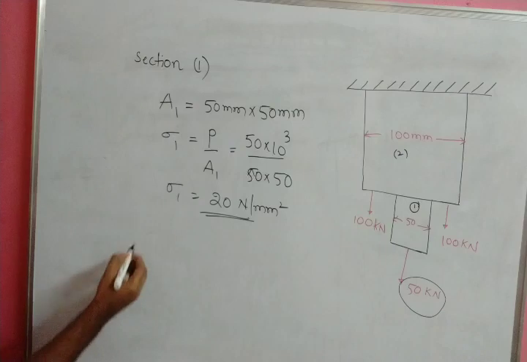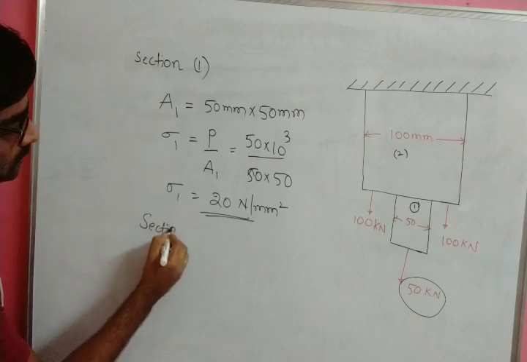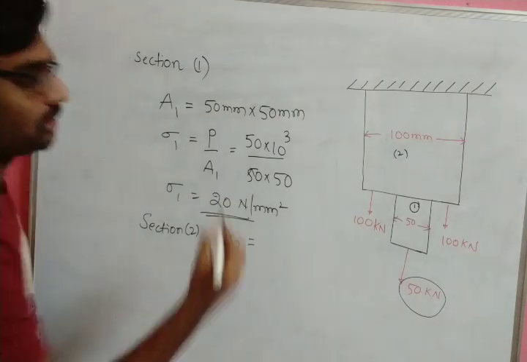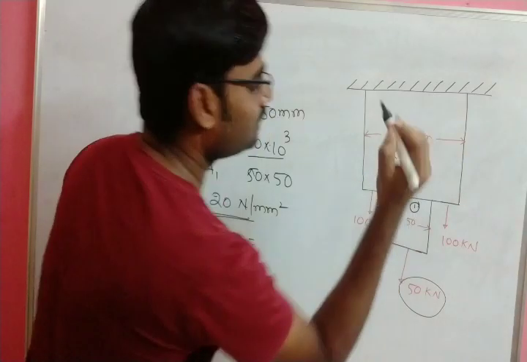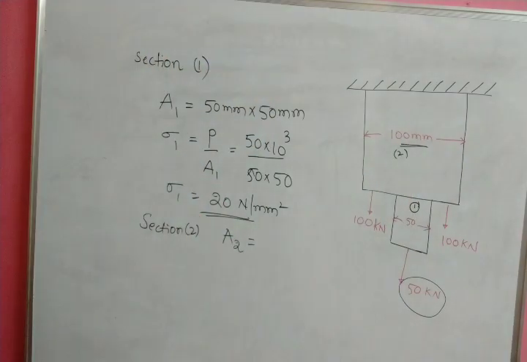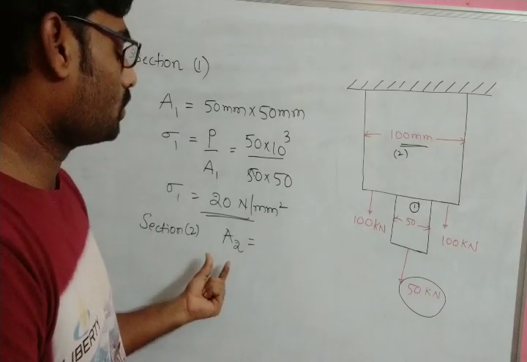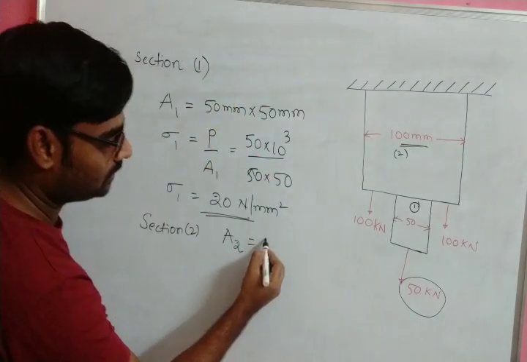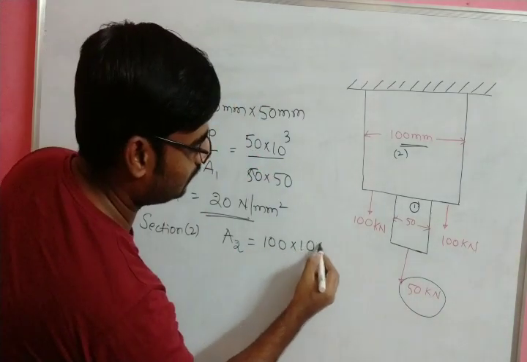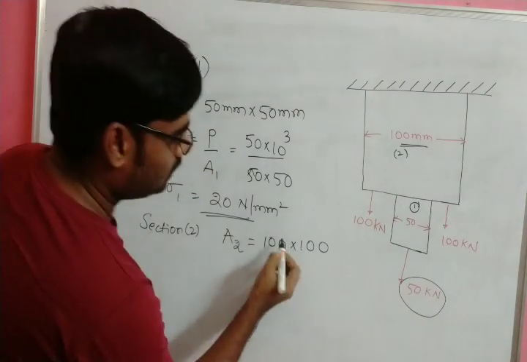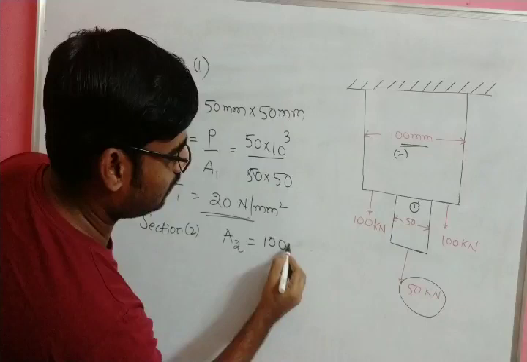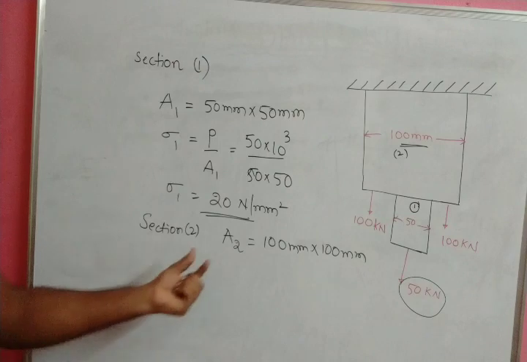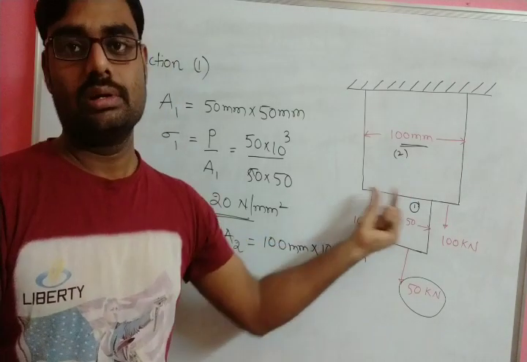Similarly, section 2. What is the area of section 2? A2 equals, side is given as 100 mm. This is a square cross section, so the area is side into side, that is 100 mm into 100 mm. This is the second cross sectional area.